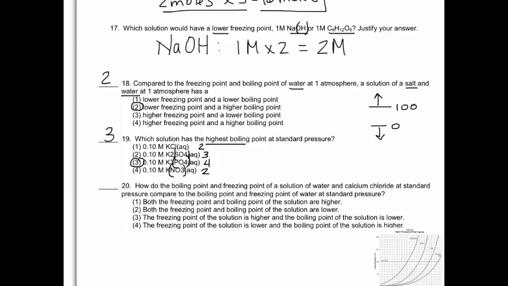Last question, how do the boiling point and freezing point of a solution of water and calcium chloride at standard pressure compare to the boiling point and freezing point of water at standard pressure? Again, we're looking at how when we dissolve something in water, it increases the boiling point and decreases the freezing point. So that one is choice 4.